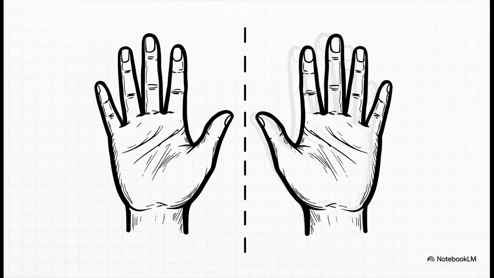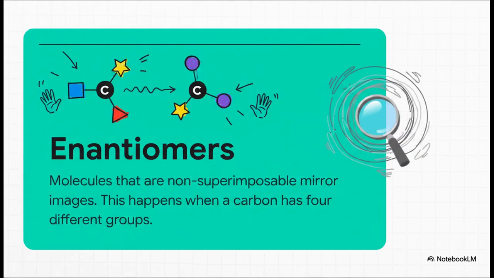Well, it turns out that tons of molecules have this exact same property. So these non-superimposable mirror image molecules, we call them enantiomers. And this special property pops up whenever a central carbon atom is bonded to 4 totally different groups or atoms. That one little structural feature is enough to create both a left-handed and a right-handed version of the molecule.